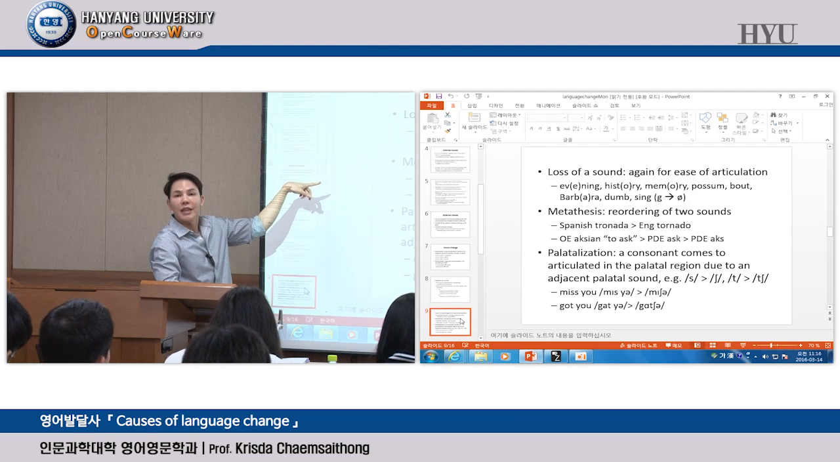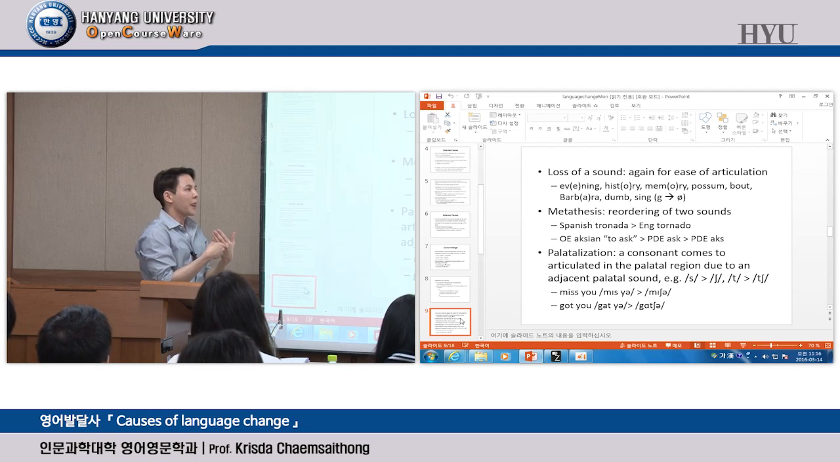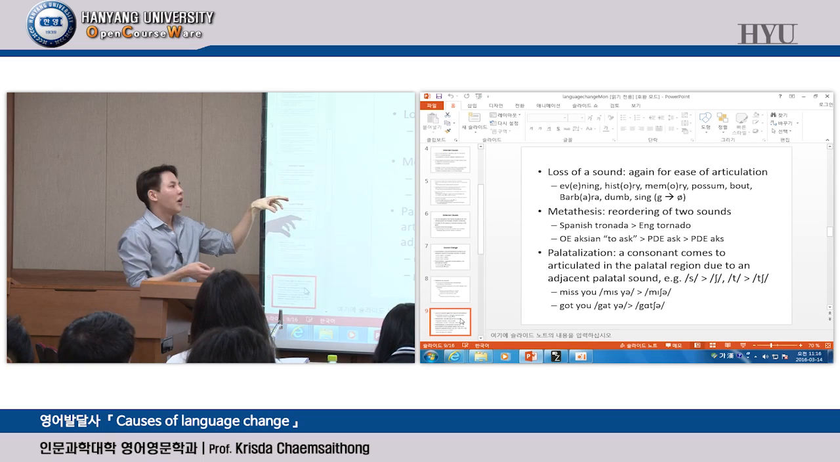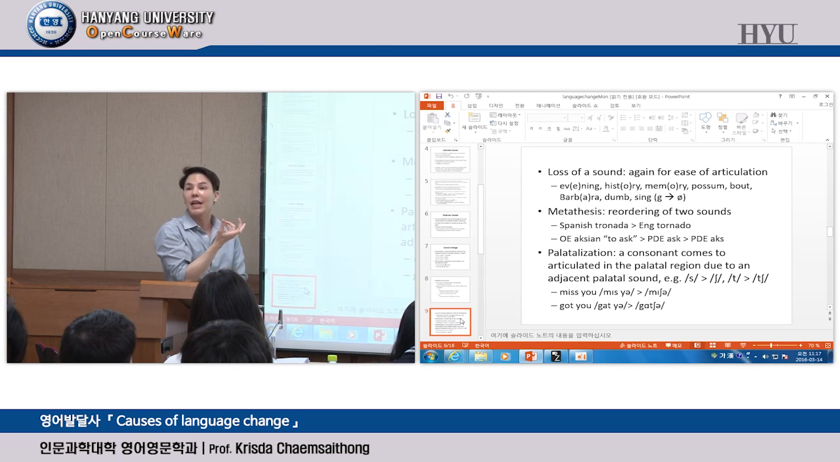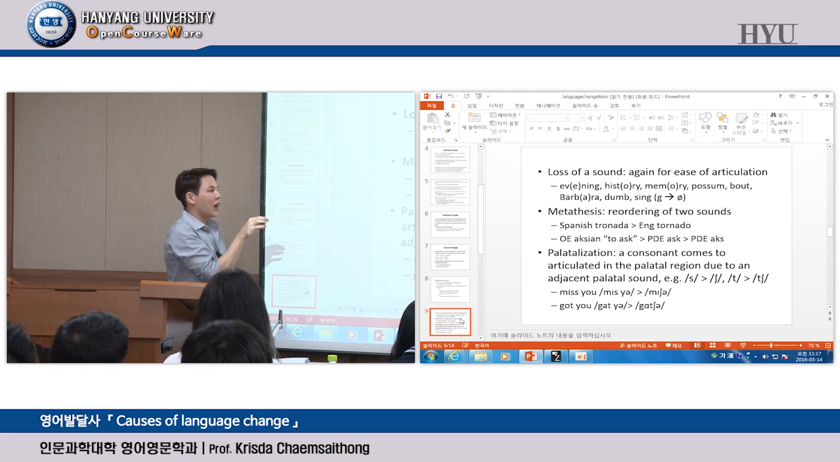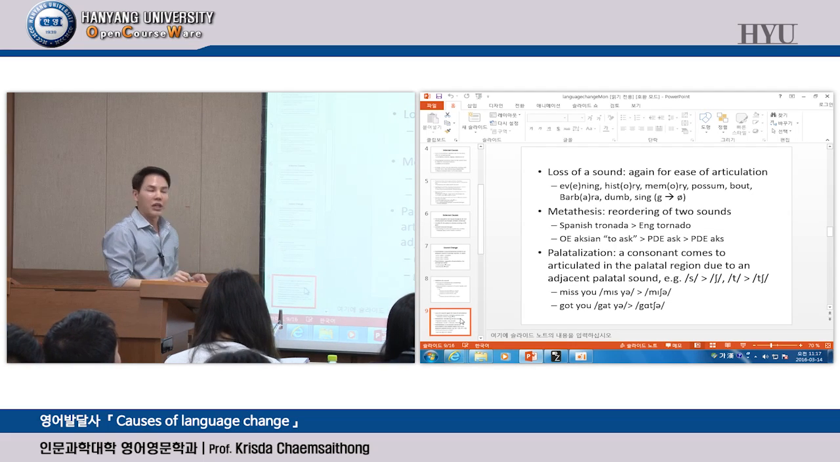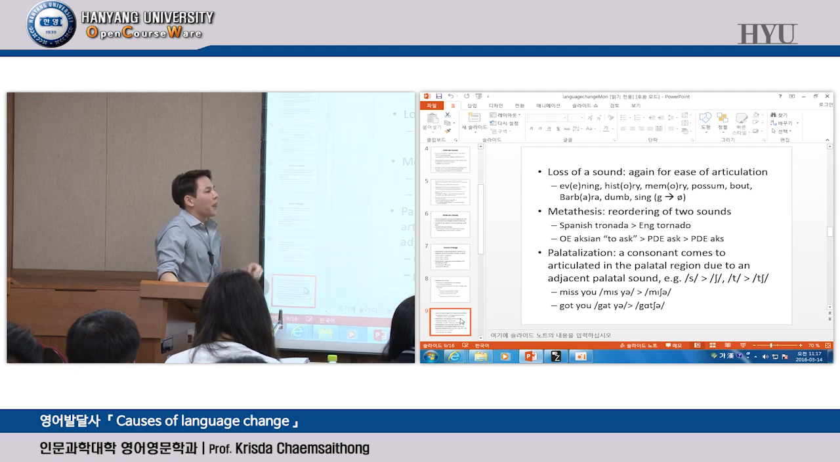Perhaps you don't know metathesis, right? Metathesis is when you reorder two sounds, right? So we borrow from Spanish tronada, but perhaps that's hard to pronounce because you have a sequence of two sounds, right? T and R, right? Which we call a consonant cluster. So we break it off and switch R and O, so we have tornado instead. Or this word in English.